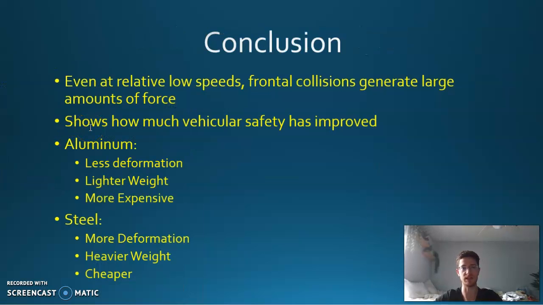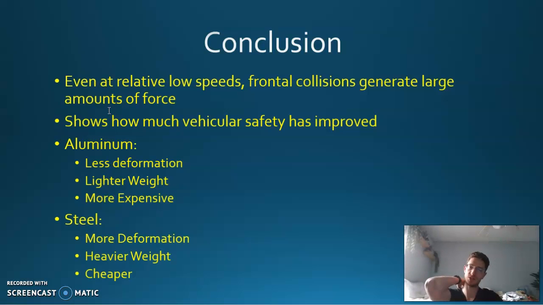Which also ties up to the fact that it shows how much vehicular safety has improved. If you show anyone this kind of deformation on a bar and say that a person was involved with that, they will most likely say that they ended up in a bad situation. But as you can see with the estimated speeds from those impacts, pretty much no one would be significantly harmed from one of those, or any one of those frontal collisions.